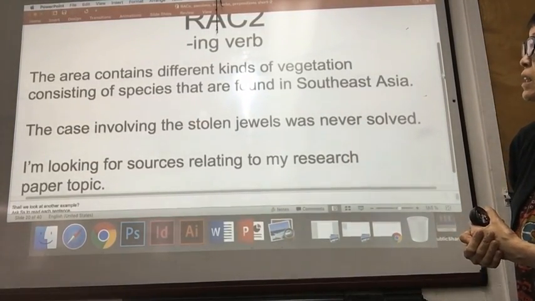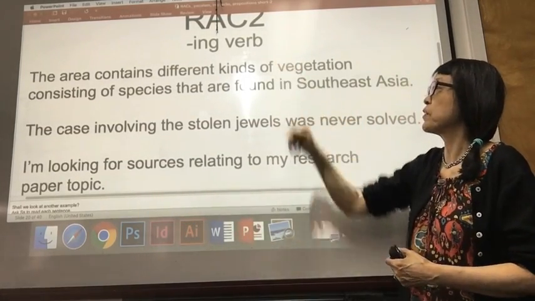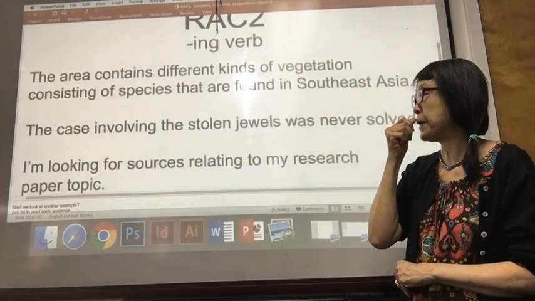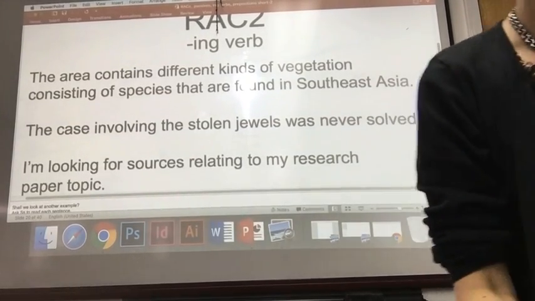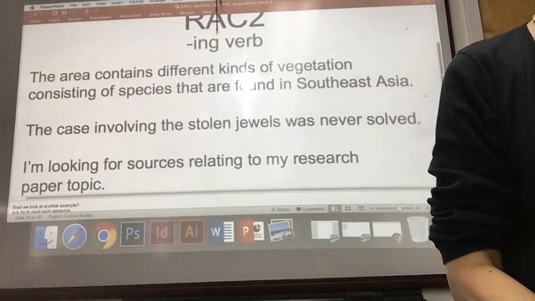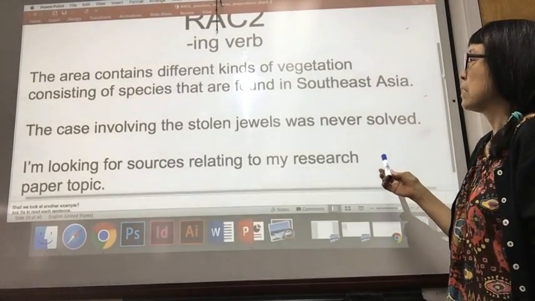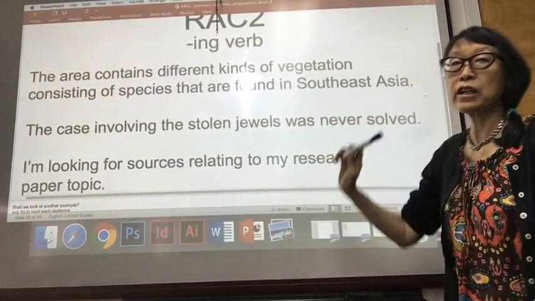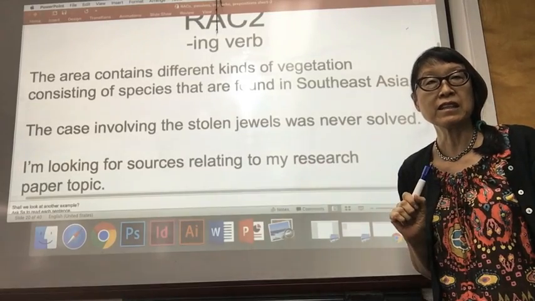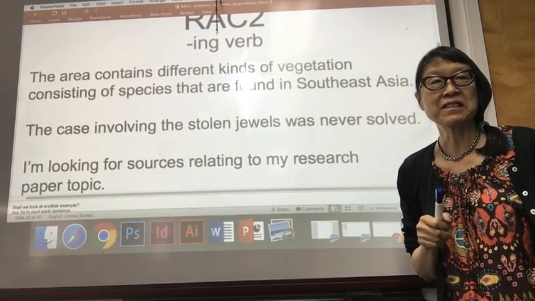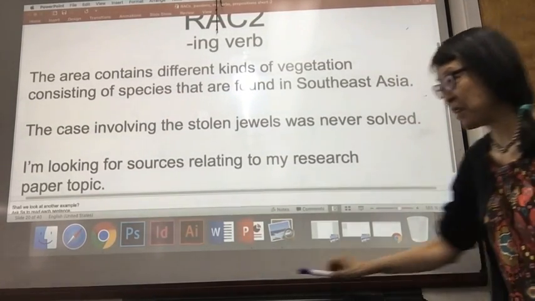Here we see three different examples, sentences with examples of RAC2, the ing form of the verb. I want you to come up here, let's have Kaki and Kai and Jeremy. Underline the RACs using the ing form of the verb, and then circle the noun that they describe. First you have to stand up. And we have plenty of markers here.